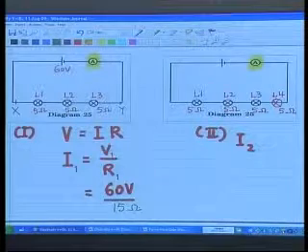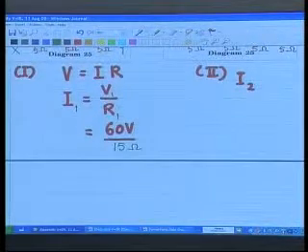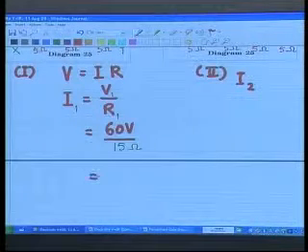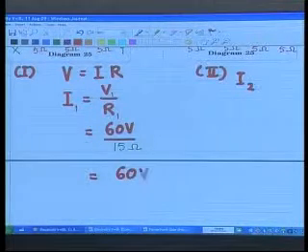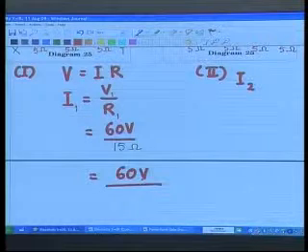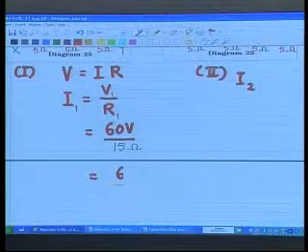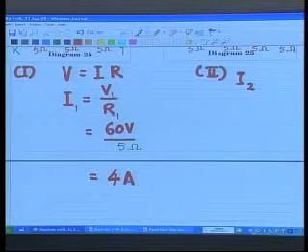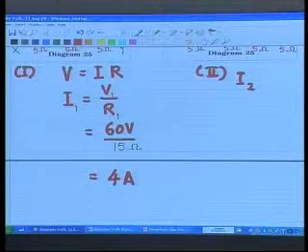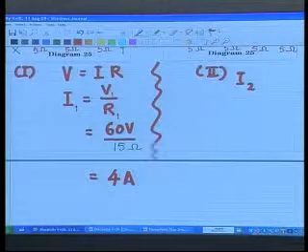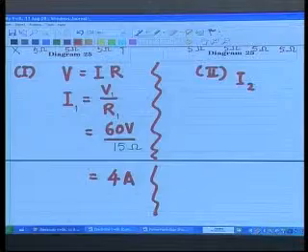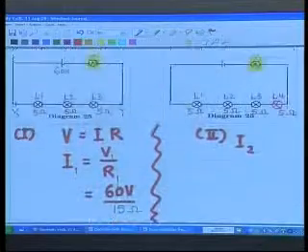Alright, so let us carry on. And what is the answer here? I have 60 volts divided by 15 ohms. Sorry, I just write down straight away the answer. I have got 4 amperes. Now that is our first episode. Let us carry on with the next episode now on the right hand side.